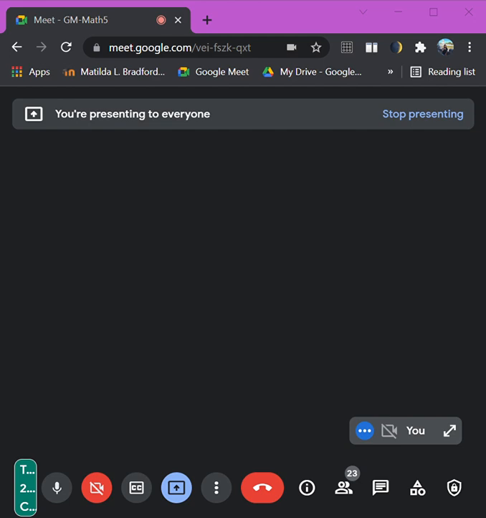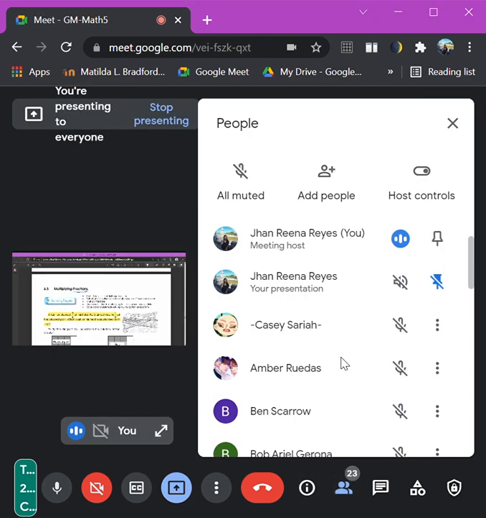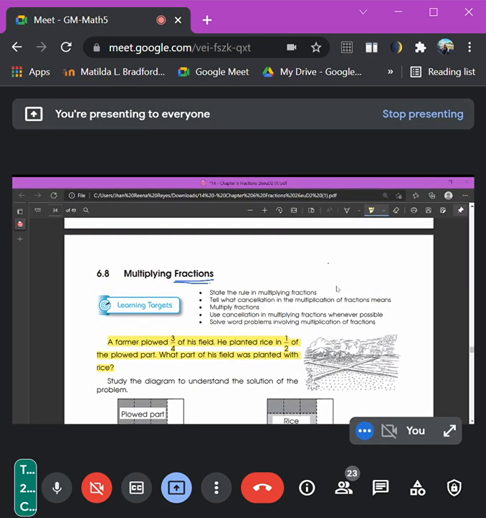So can I have someone to read our sample problem? Herona? Yeah, read. Kanang highlight ni teacher. A farmer plowed three fourths of his field. He planted rice in one half of the plowed part. What part of this field was planted with rice?